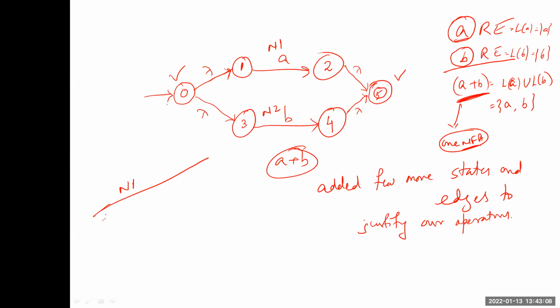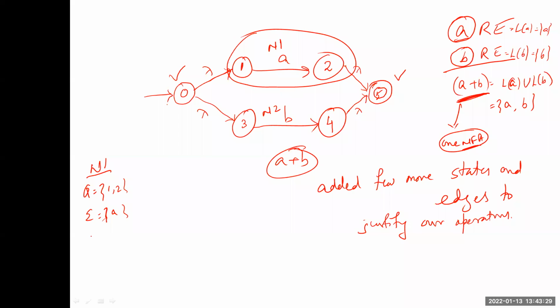What is Q? Let me talk about that a little bit more. NFA 1, Q is how much? 1, 2, the state values. What is sigma? A. I'm talking about NFA 1 only. What is delta? Delta of 1, A is equal to 2. What is Q naught? 1. What is F? 2.